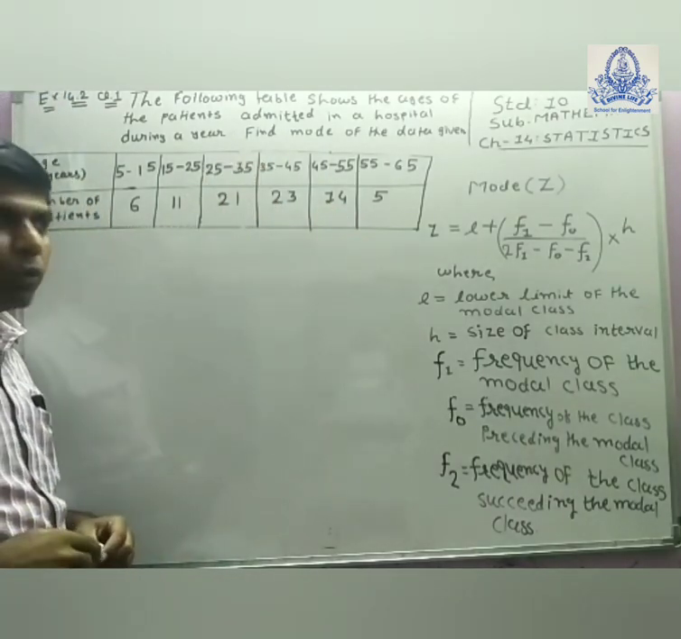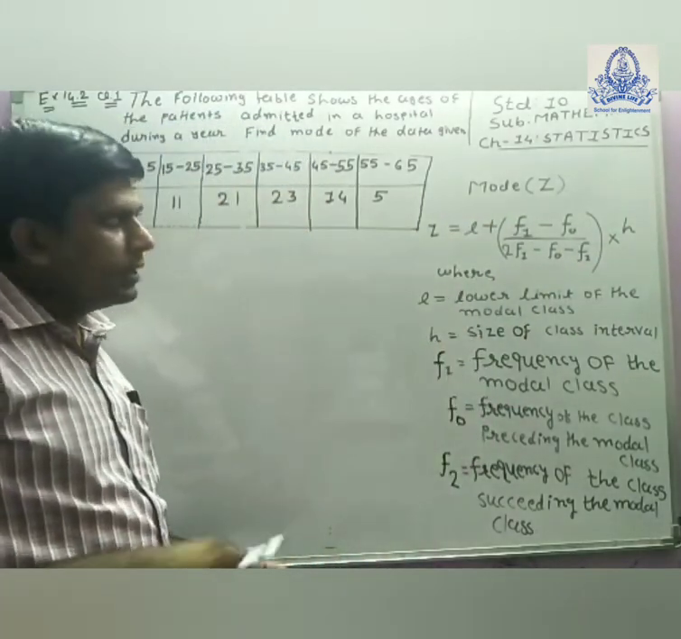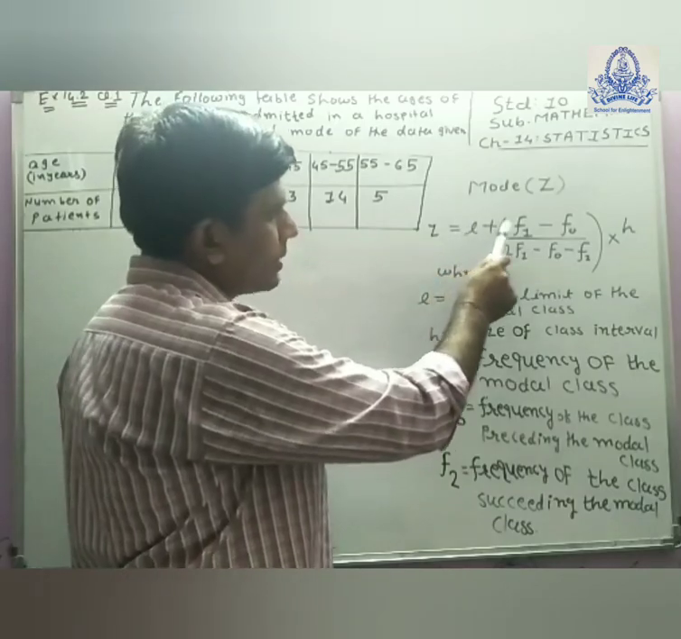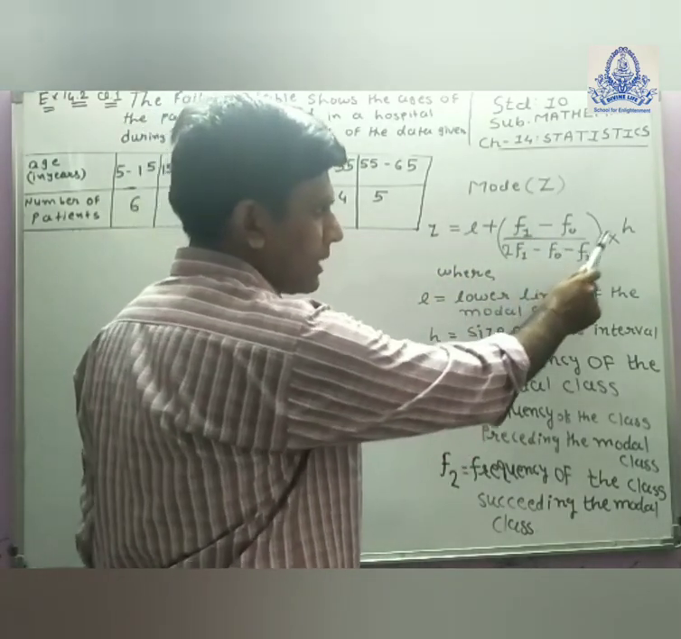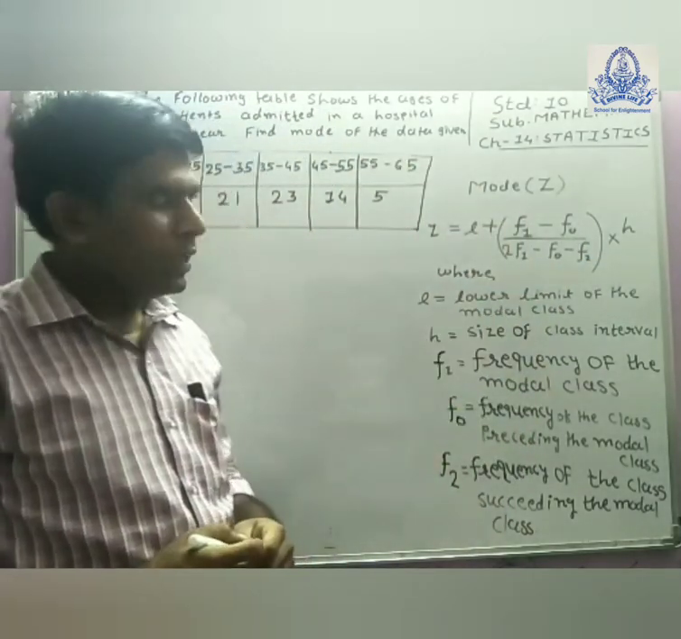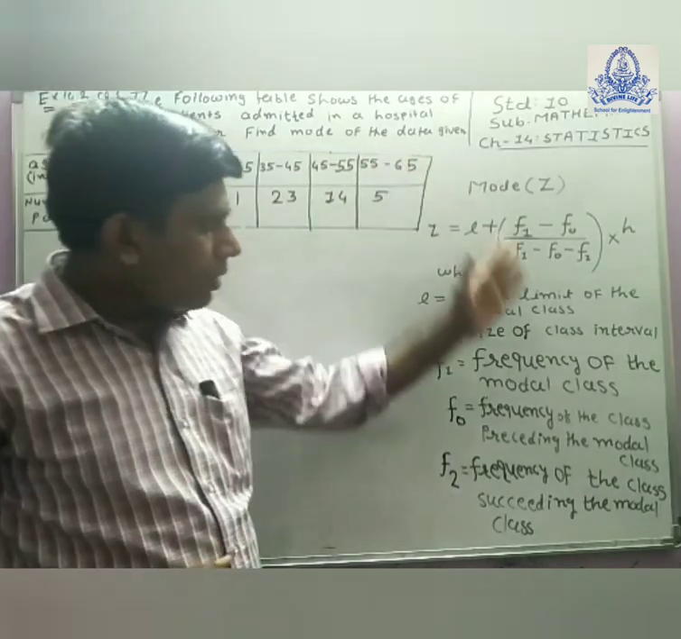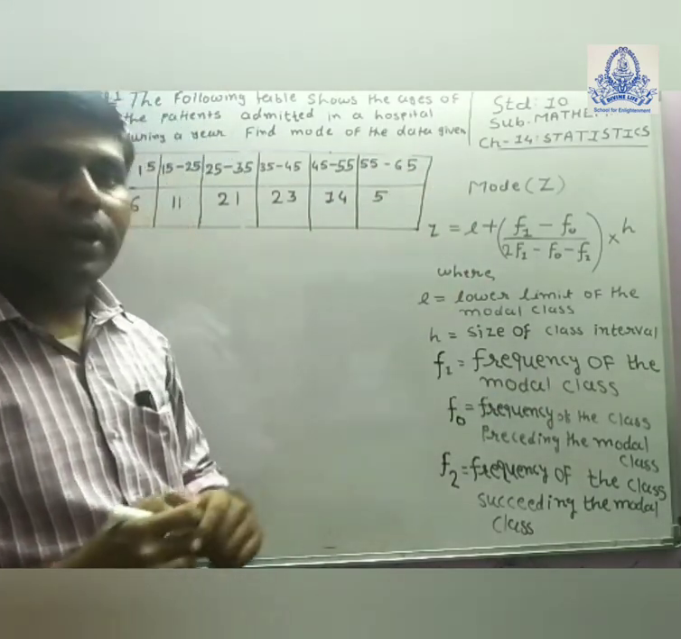So if you want to find the mode of this data, we have to utilize this formula. The formula is Z equal to L plus (F1 minus F0) upon (2F1 minus F0 minus F2) into H. Now, how to find all these values? First of all, we have to understand what L, H, F1, F0 and F2 are.